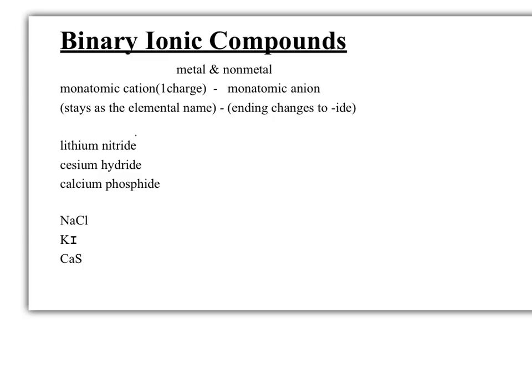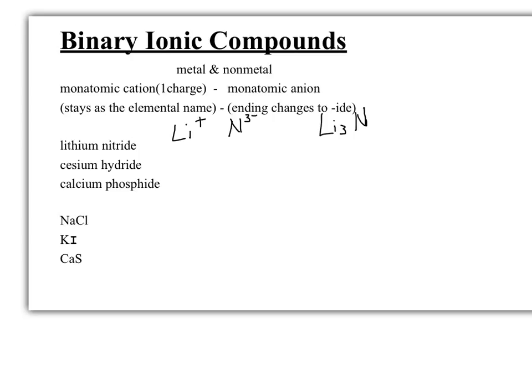Lithium, what column is it in? It's in column 1. So its charge is a positive 1 charge. Nitride, that comes from the element nitrogen. Symbol N, charge 3 negative. So we know that compounds have to be electrically neutral. So I'm going to end up needing 3 of the positives to balance out 1 of the negative 3. So my subscript for the lithium will be a 3. My nitrogen will be a 1.